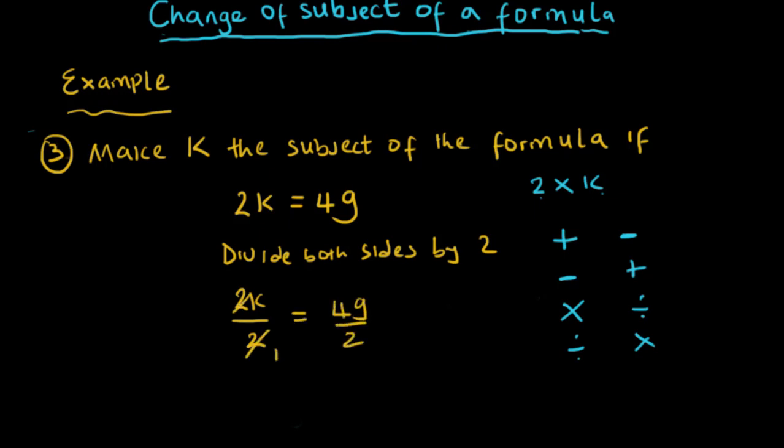2 here 1, 2 here 1, you are left with k equals, 2 can go here 1, 2 here 2, so k equals 2g, and here is the answer. Now this is super simple, but don't forget the principle. You do the opposite. Does that make sense?